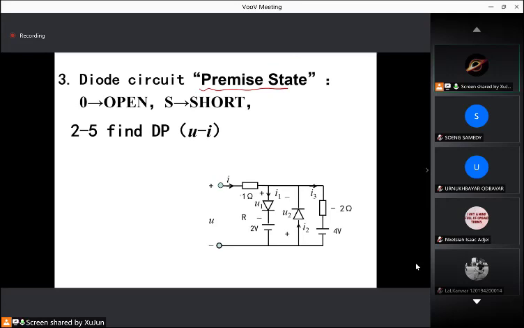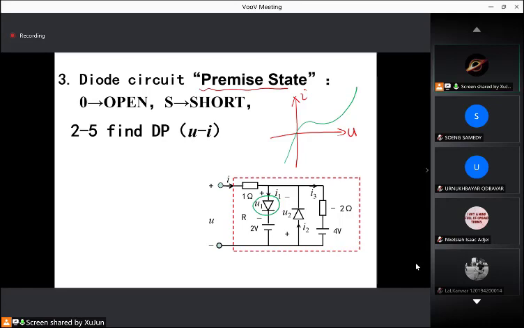For example, in this circuit, there are 2 diodes, diode 1, diode 2. Now we try to draw the UI relation. So we try to find, maybe this is U, and this is I. We try to find a tree. Maybe it will be like this. Maybe. We try to draw the line. Because the diode is nonlinear. For this kind of circuit, we use promised state method.